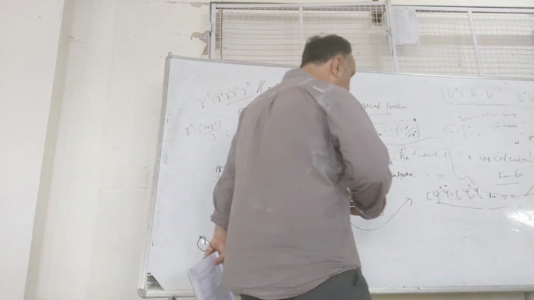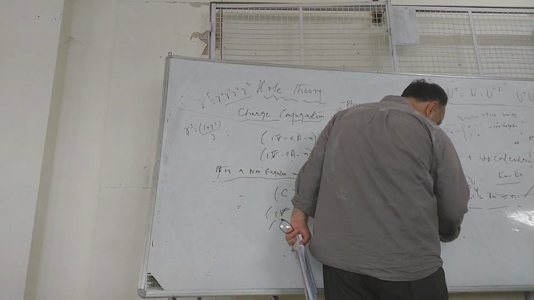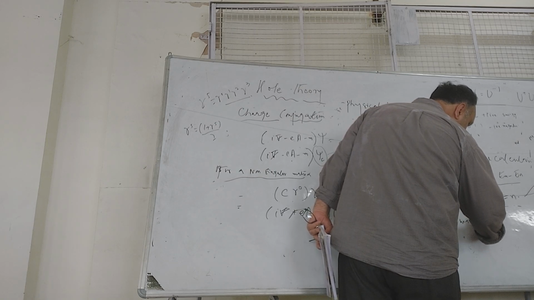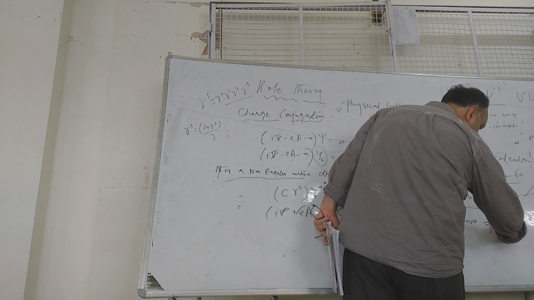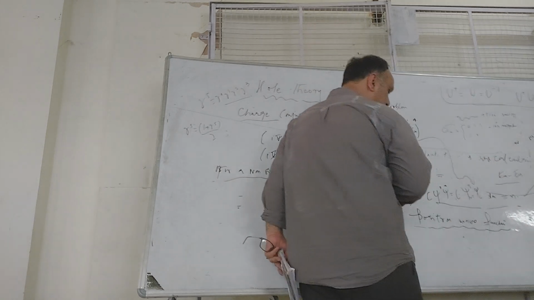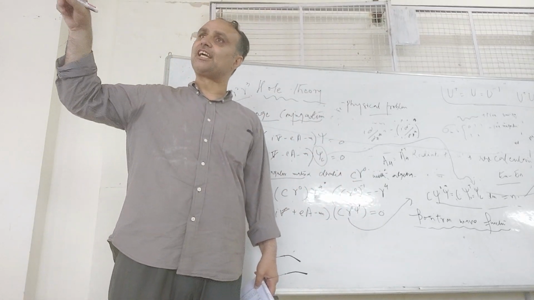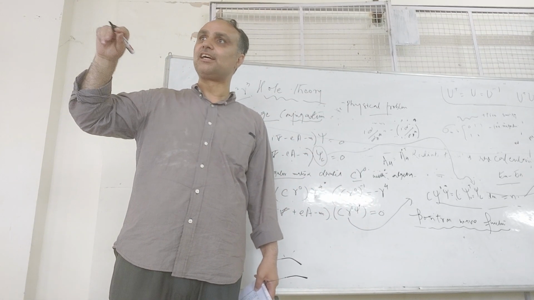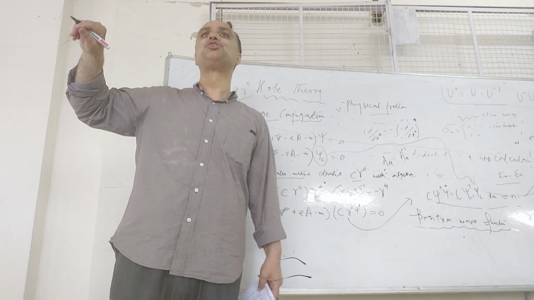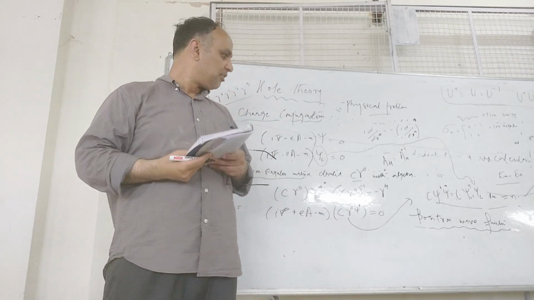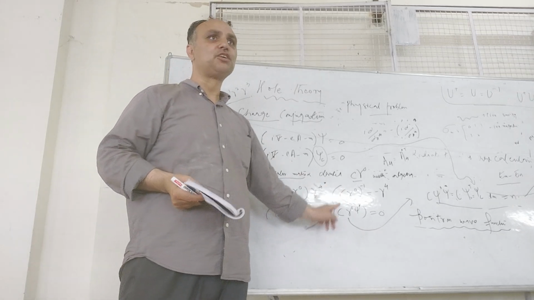And which will correspond to positron wave. So if the electron wave function is psi, its psi conjugate, okay, will give us a positron wave function. So psi is related with psi conjugate via these transformation rules.